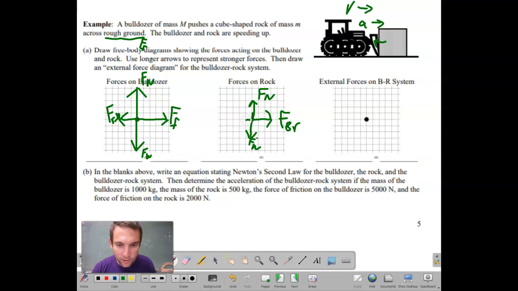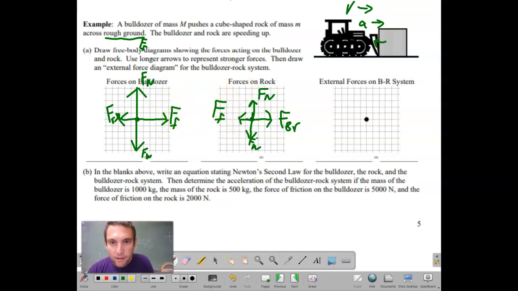All right, then we also have friction. Now, is this a force pair? Is this a Newton's third law situation? No, because friction is the ground acting on each of these objects independently. So this frictional force here is going to be smaller than this frictional force over here.